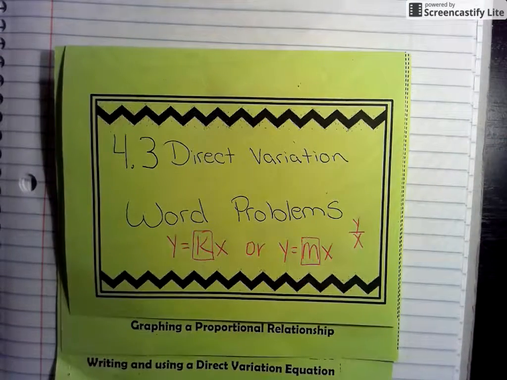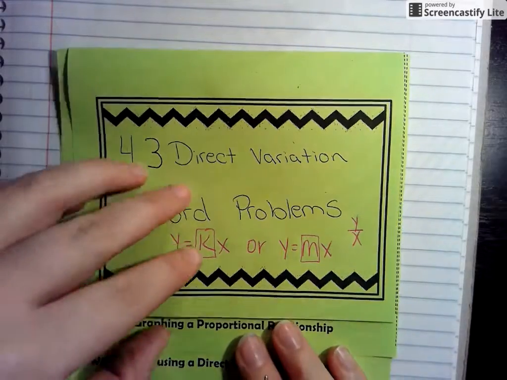So whatever our dependent variable is, which is our y, and our independent variable, which is our x. So it's always y over x, no matter what.